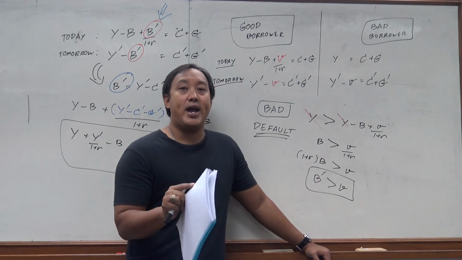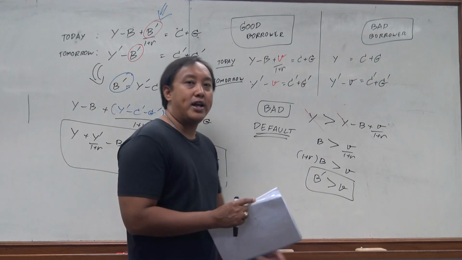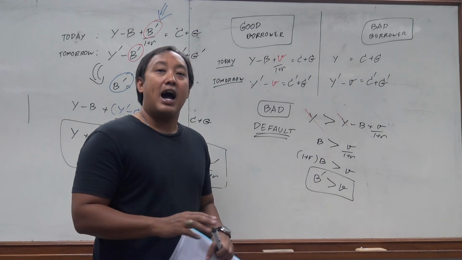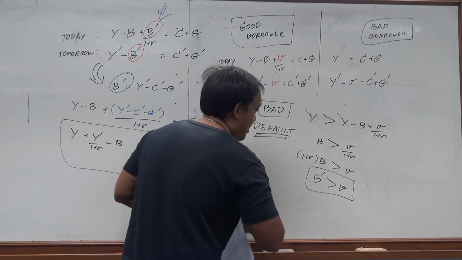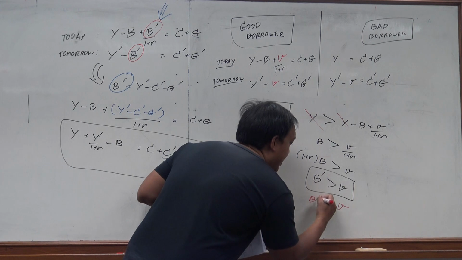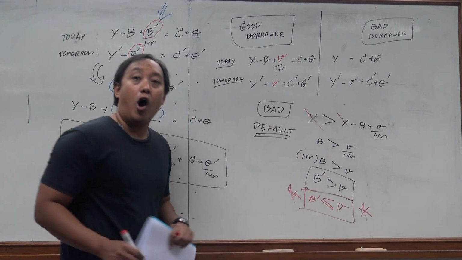How do we avoid the default occurring? How do we make everyone a good borrower? You need to make the penalty greater than or equal to B plum. Always.